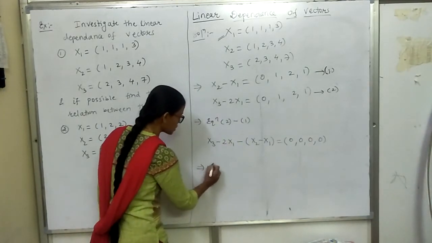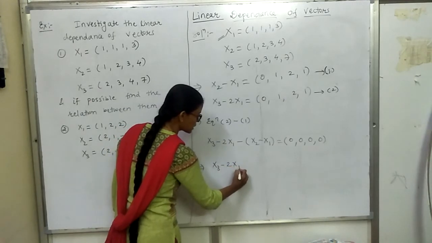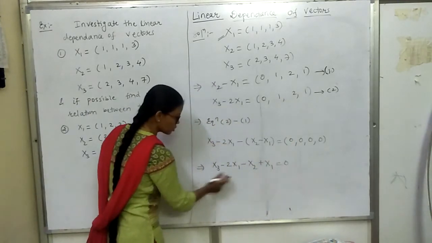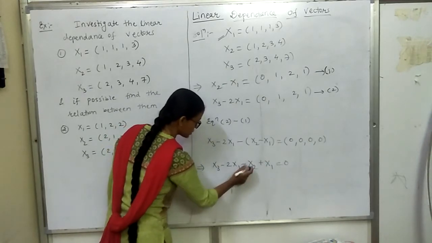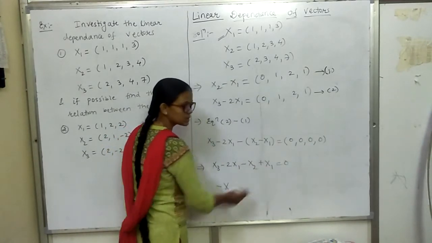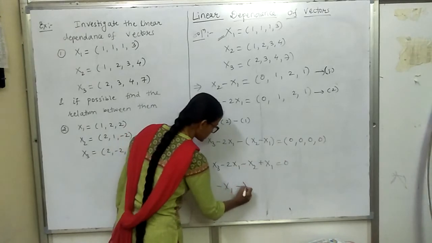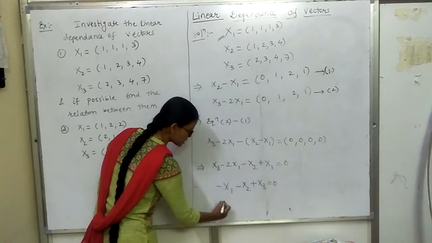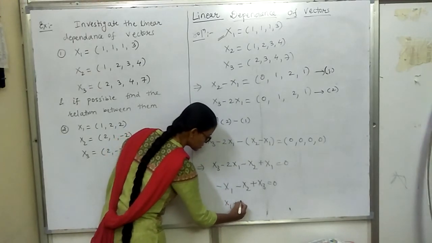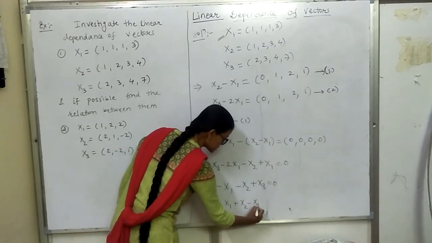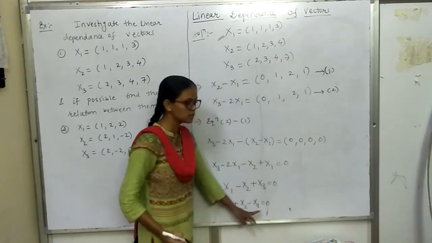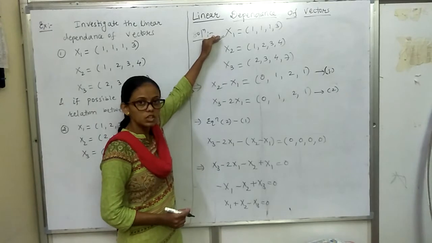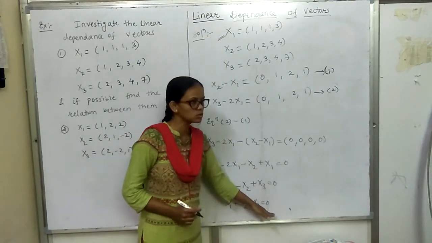So what will be the relation now? If you simplify this bracket, x2 plus x1, here it is 0. So x1 is there, minus x1, minus 2x1 plus x1 is minus x1, minus x2 plus x3 equal to 0, or if you multiply this by minus sign, so x1 plus x2 minus x3 equal to 0. So in this way we get the components of the combination of x1, x2, x3 equal to 0.